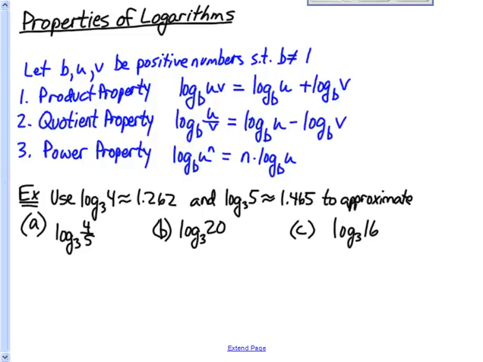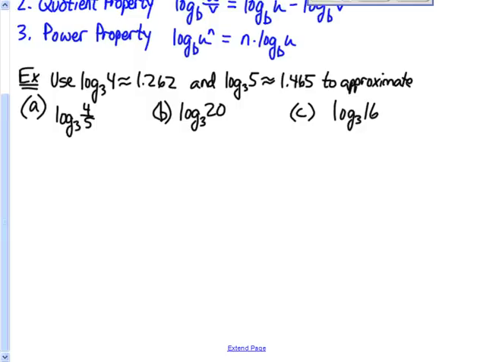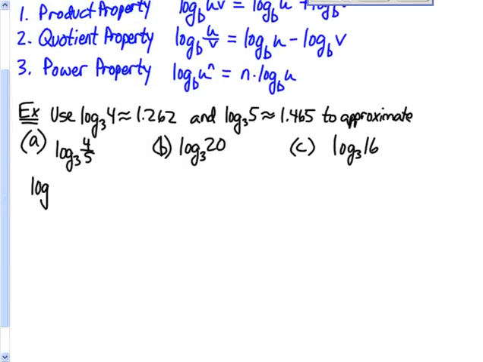So let's do an example here. Let's say we know log base 3 of 4 is approximately 1.262, and log base 3 of 5 is 1.465. Part A: log base 3 of 4 over 5. We're going to use that quotient property first, so we expand this as log base 3 of 4 minus log base 3 of 5. We know log base 3 of 4 is 1.262 and log base 3 of 5 is 1.465, so we take one minus the other and get negative 0.203.